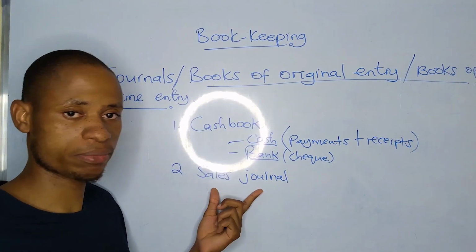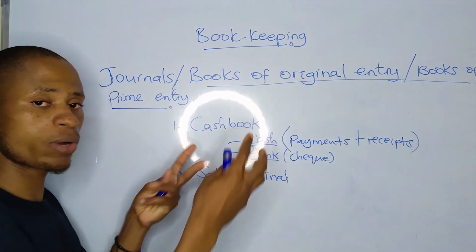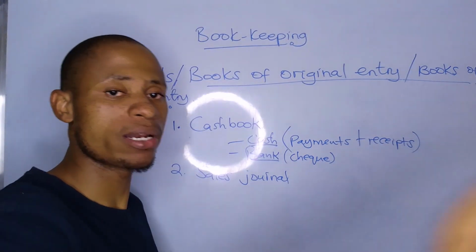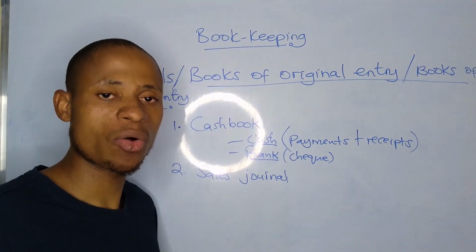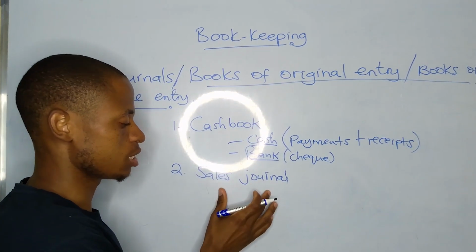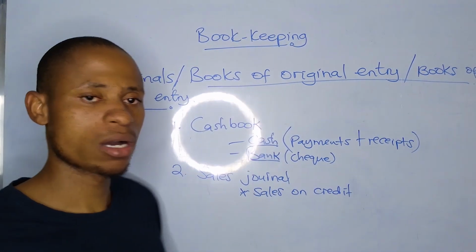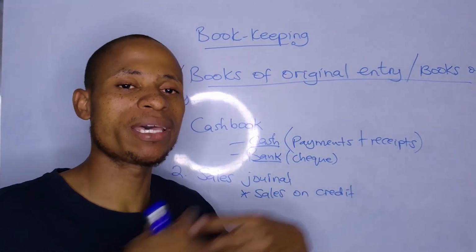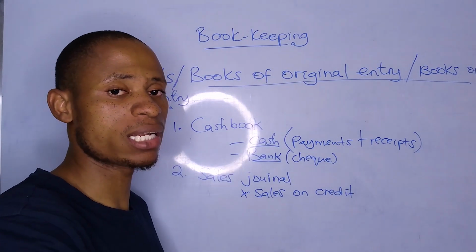Now we have a sales journal. We are saying that all cash transactions are recorded in the cash book. Now you can think of other transactions. How about transactions related to payments to be made later? In this case, we have sold goods to customers, but payments are going to be made later. Where do we record those transactions? Those transactions are recorded in the sales journal. The sales journal records all sales on credit. Sales on credit means customers have bought the goods, but they're going to pay later.